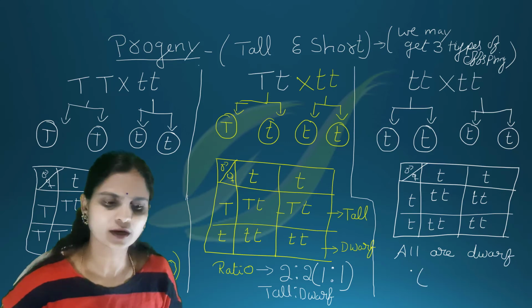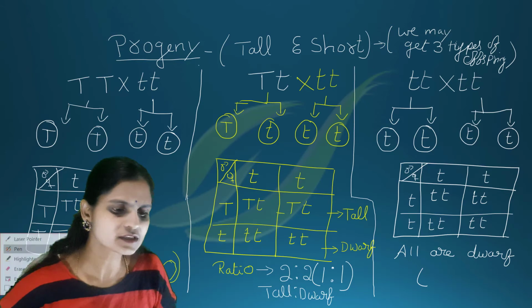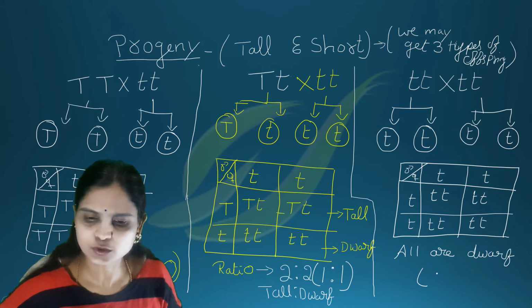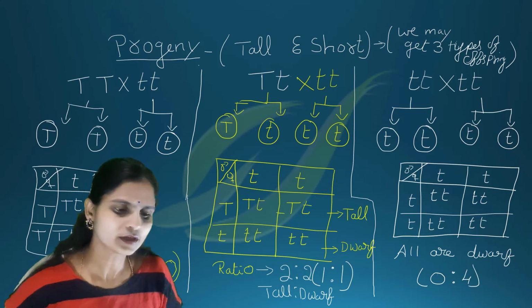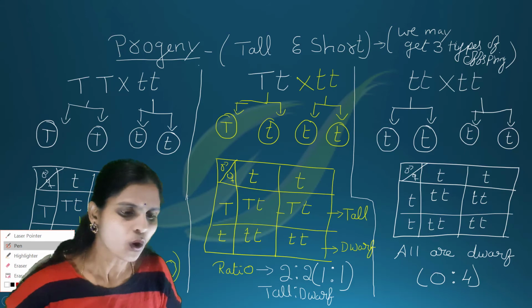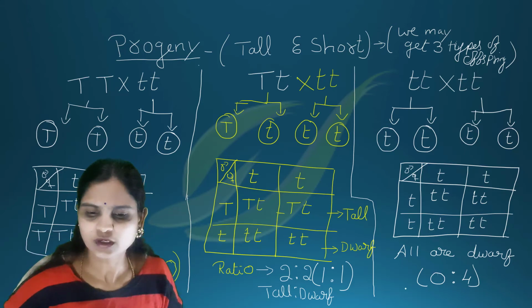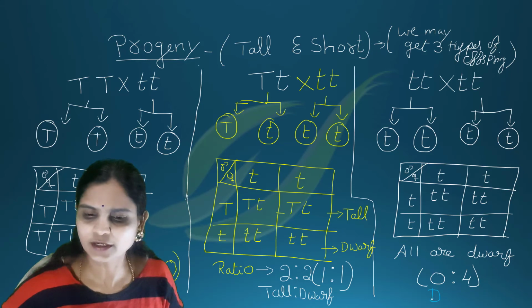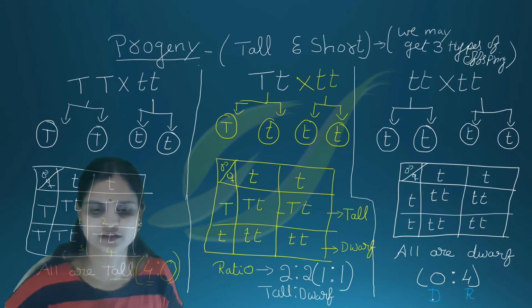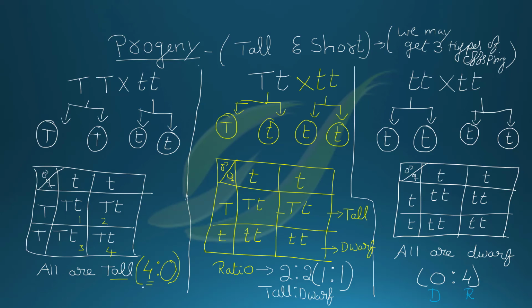And if you are writing a ratio here, it will be 0:4. Why am I writing 0:4? Because always in the first case you have to write the dominant one, and here you have to write the recessive. In all cases it is like that. Here it is dominant, here it is recessive. Of course here both are dominant, here also dominant and recessive. In between, you can write anything. Okay, so this is what.